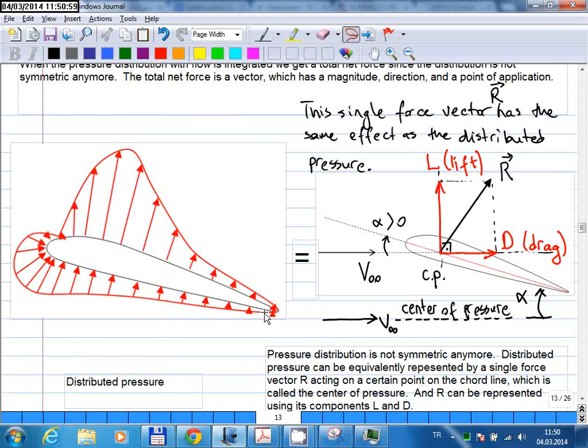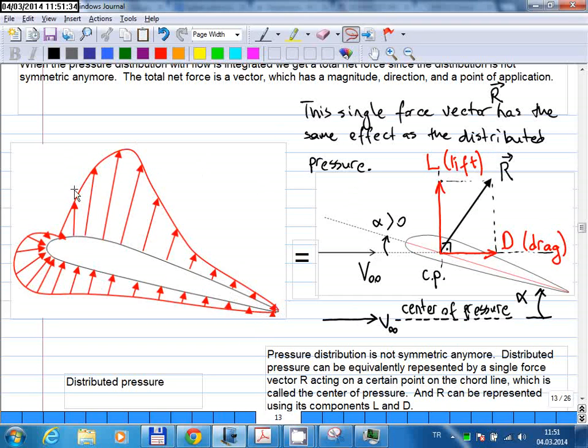Every point on the wing surface is under pressure and contributes to the lift force. But if you do this integration, then in the end you get the total effect of all these distributed pressure forces, and that becomes a vector. So that becomes a force vector. And a vector means there's going to be several parameters forming a vector.